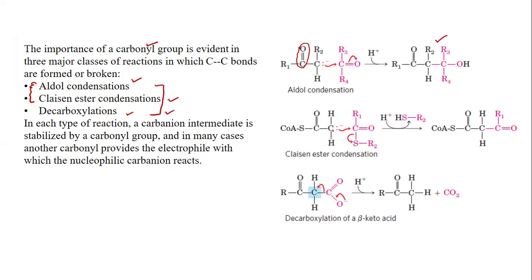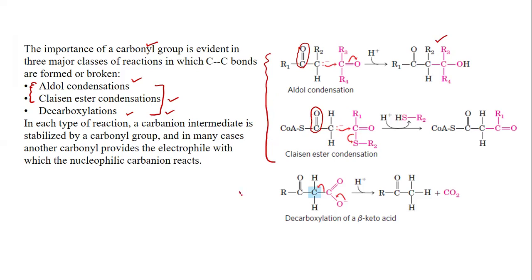Similarly, in the case of Claisen condensation, again, the presence of a carbonyl functional group close to the carbanion stabilizes it and makes its nucleophilic attack on the next electrophilic center possible. So now, this nucleophile can make a bond with this electrophile. And again, this condensation is possible because of the presence of this carbonyl functional group close to the carbanion. So here you can see the involvement of the carbonyl functional group in making carbon-carbon bonds.